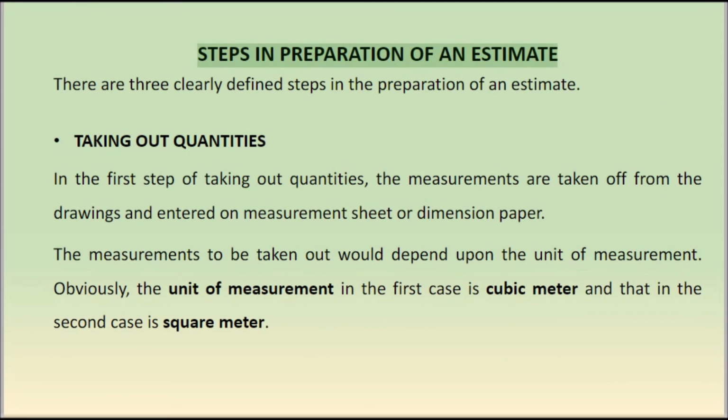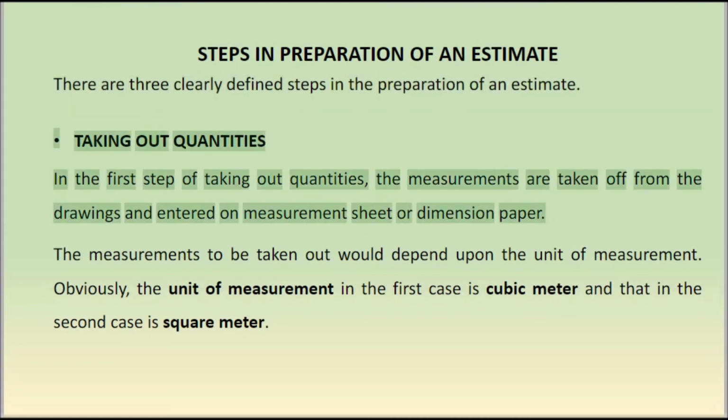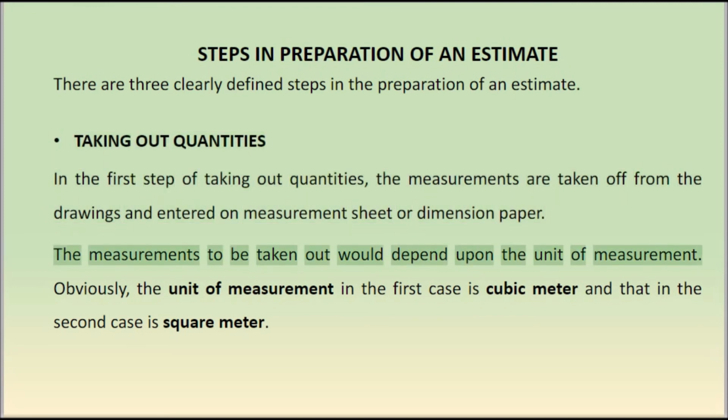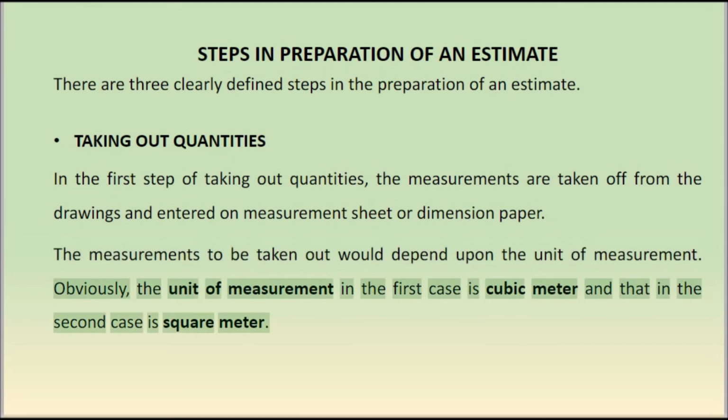Steps in preparation of an estimate. There are 3 clearly defined steps in the preparation of an estimate. Taking out quantities. In the first step of taking out quantities, the measurements are taken off from the drawings and entered on measurement sheet or dimension paper. The measurements to be taken out would depend upon the unit of measurement. Obviously, the unit of measurement in the first case is cubic meter and that in the second case is square meter.